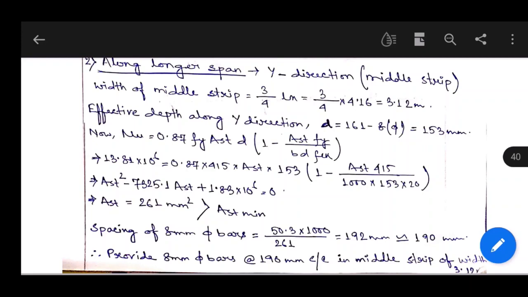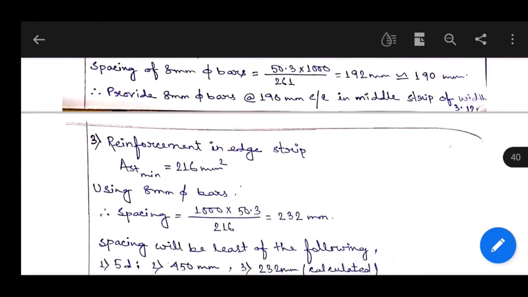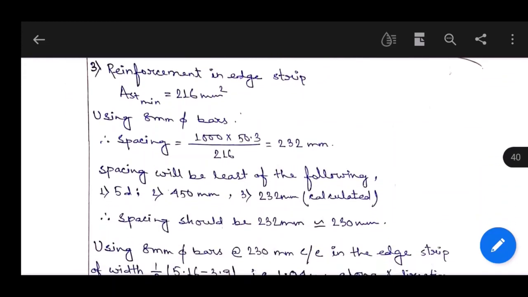Definitely 190 mm will be the lesser value among the 3D and 300 mm, which are the spacing values. We have to consider the least value as earlier. So 190 mm will definitely be the least value. Therefore, provide 8 mm dia bars at the rate of 190 mm center to center in the middle strip of width 3.12 meter.